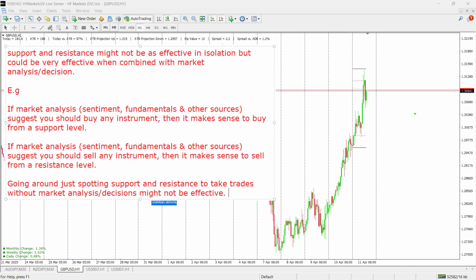It would be better when you've made a trading decision through market analysis, either from sentiments, from fundamentals, or from other sources as the case may be, and you've decided you want to buy or you want to sell, and then you look for an appropriate level to do it from. If you look for a support level where your analysis says you should buy, it makes sense. If you look for a resistance level where your analysis says you should sell, it makes sense. Not just going up and down looking for support and resistance to sell from. It will not be as effective.